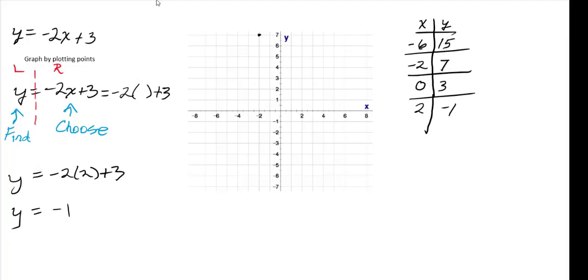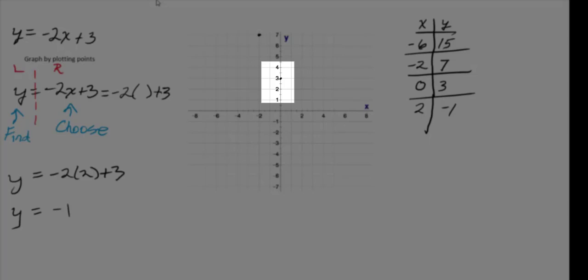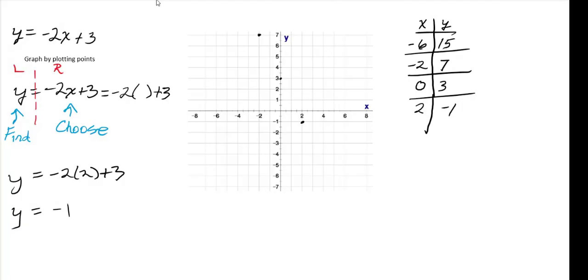And the next point, 0 comma 3. And the last point, 2 comma negative 1. So I want you to notice that when I started plotting these, a linear pattern emerged. These points line up, and that's supposed to happen.